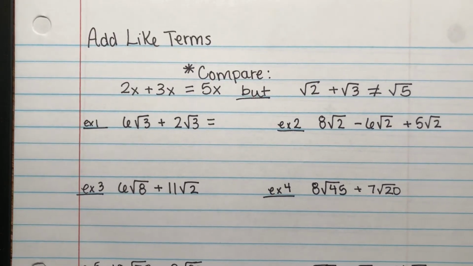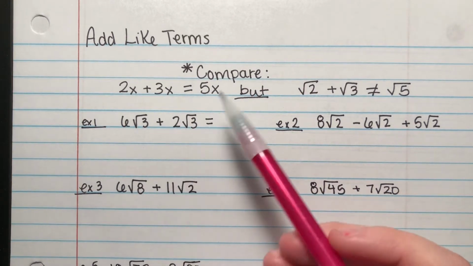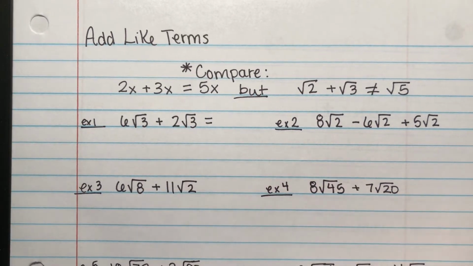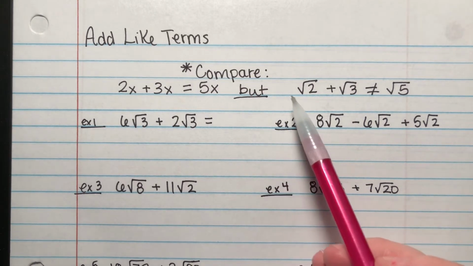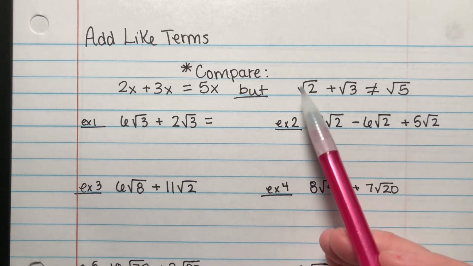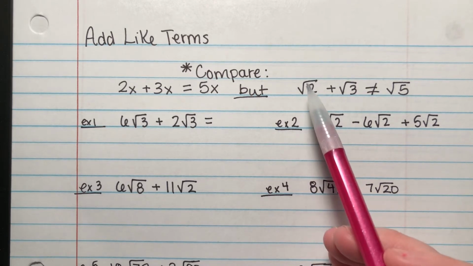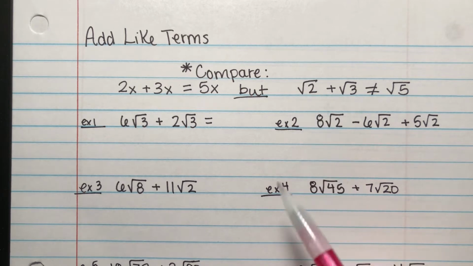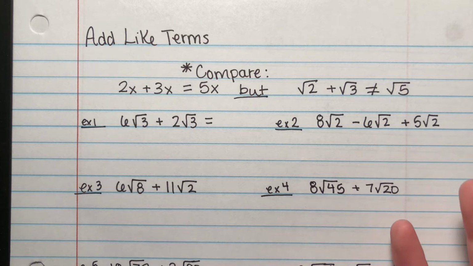Hi everyone, here are your notes for adding like terms when it comes to radical expressions. So first let's just look at this little example here. Remember how before when we were multiplying, we discussed how the number in front is the coefficient and you can treat this radical as a variable. Now that was kind of just a visual.